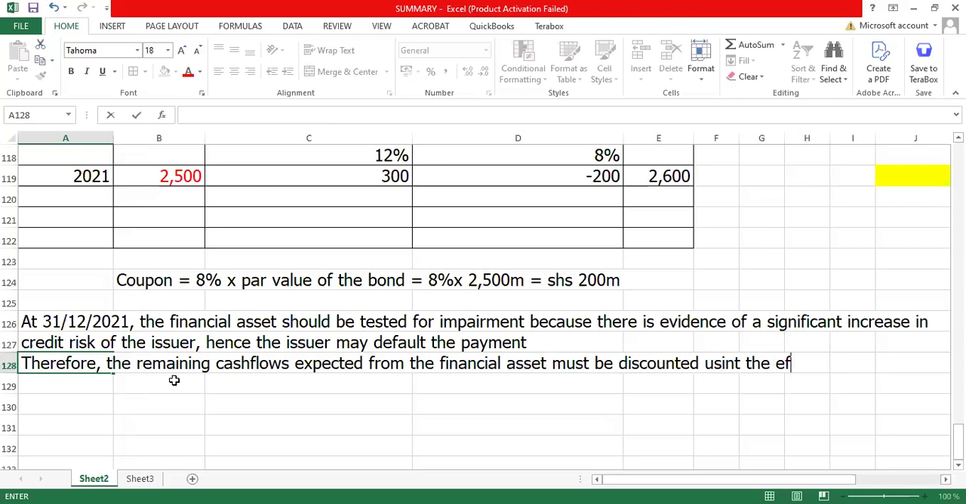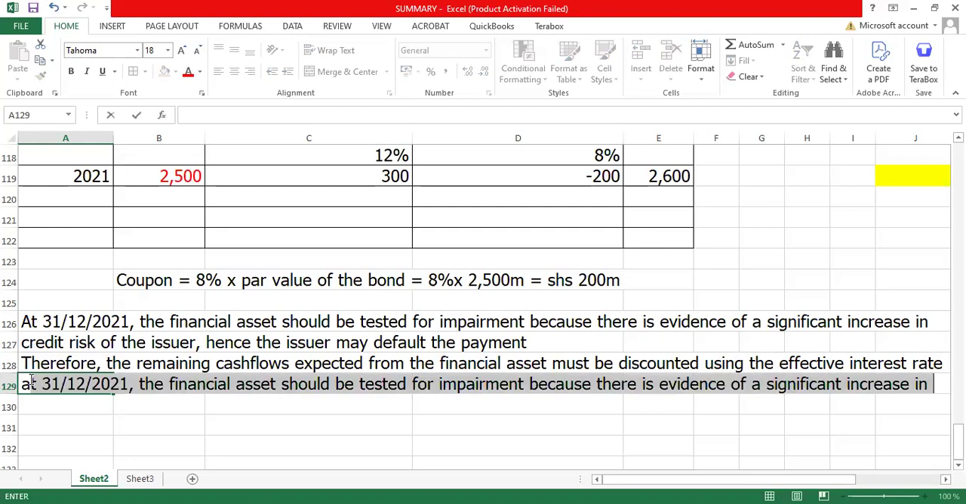using the effective interest rate. You discount using the effective interest rate, not the coupon rate, the yield to maturity, or the cost of capital. It's what you use. So here you discount using the effective interest rate, as below.